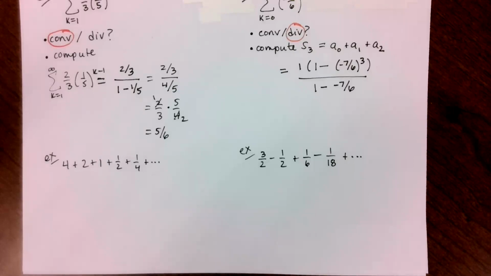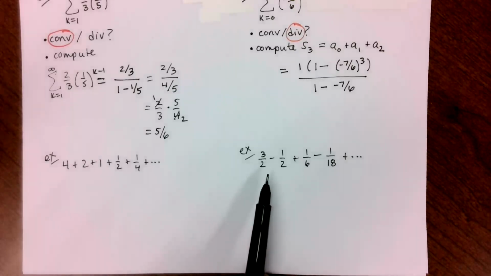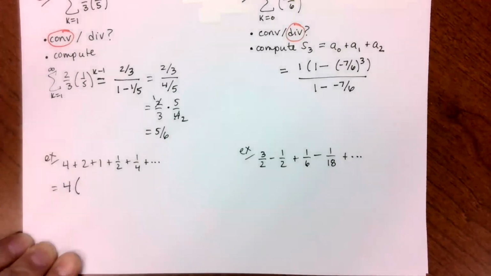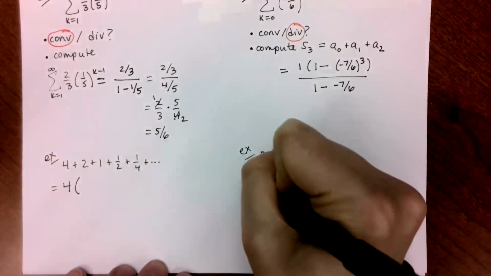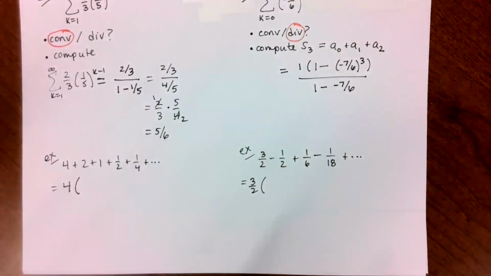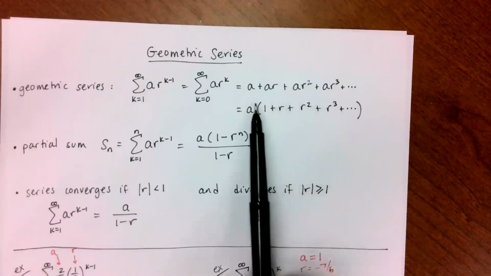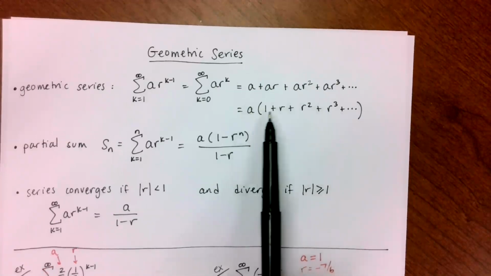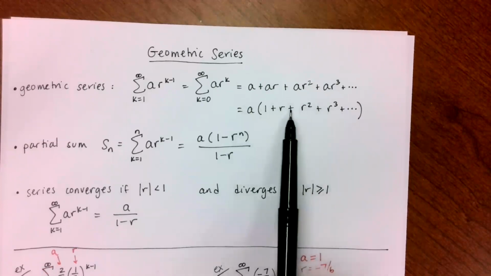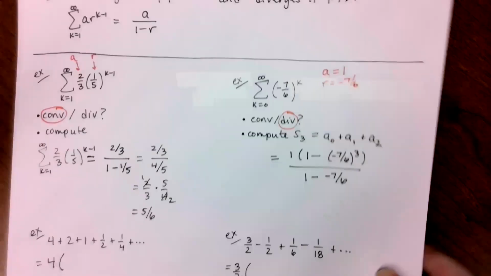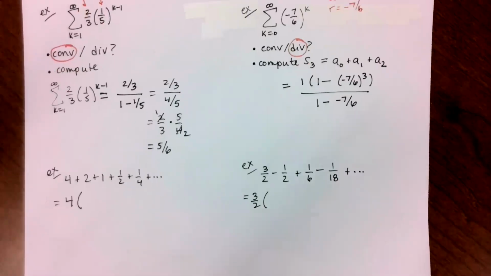So here's what you're going to do that works every time. You're going to factor out the first term from the whole sum. So in this one, I'm going to factor 4 out of everybody and just say 4, big giant set of parentheses. And over here, it's going to be 3/2, giant set of parentheses, and we'll see what's left. Writing it this way is going to help us see it like this. So then the number sitting out front is your A, and you should see 1 plus a number plus that number squared and cubed. So this number right here will be the R value, and this works every time, even when the numbers are really, really gross.